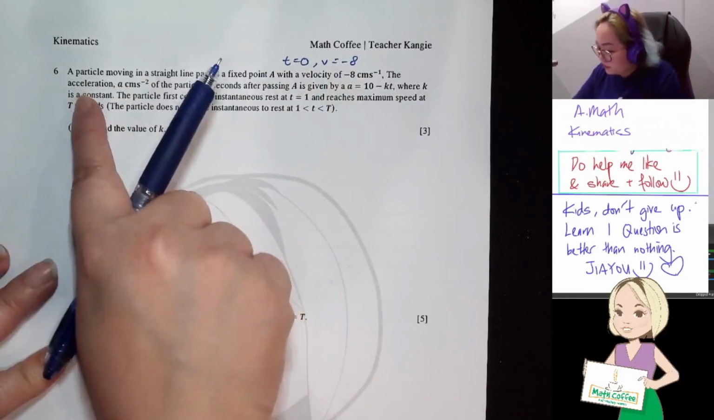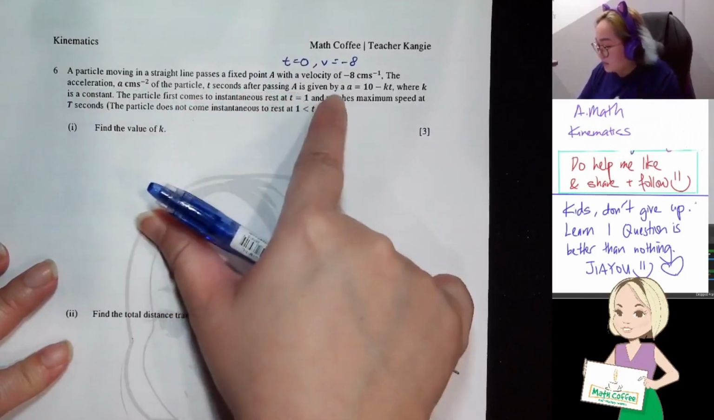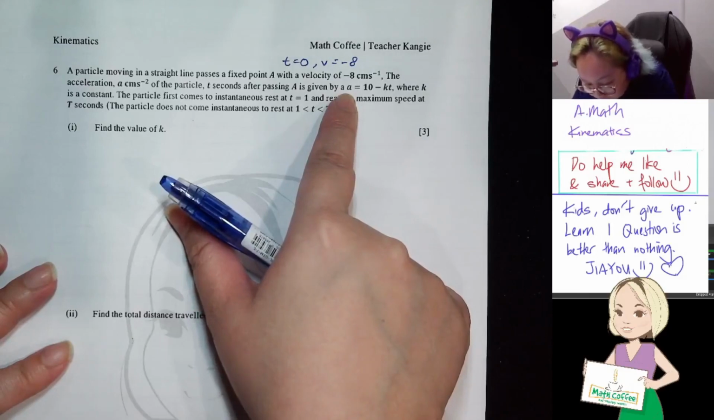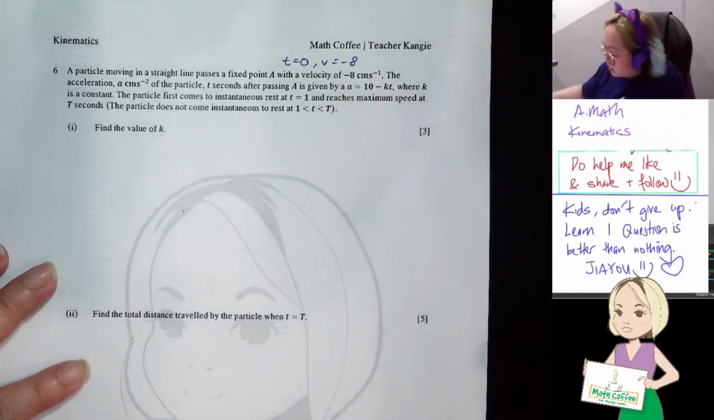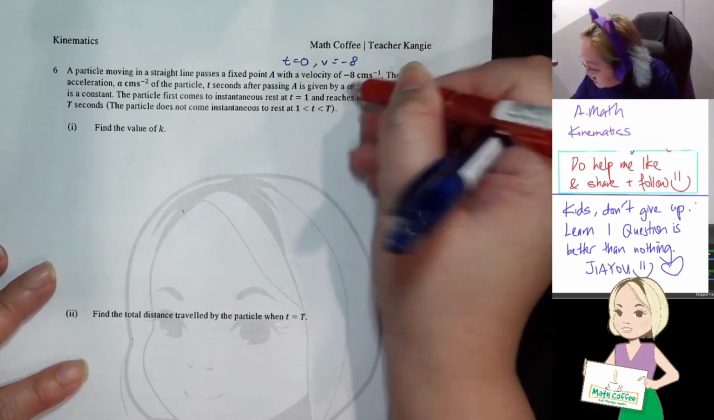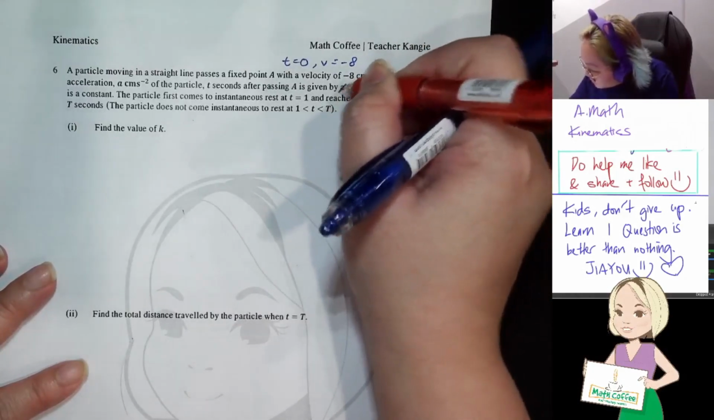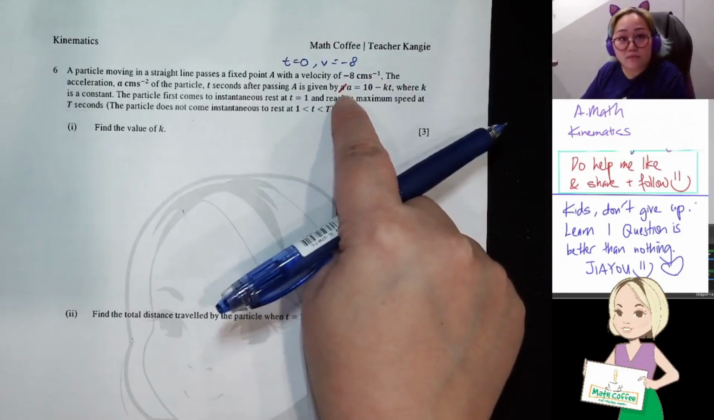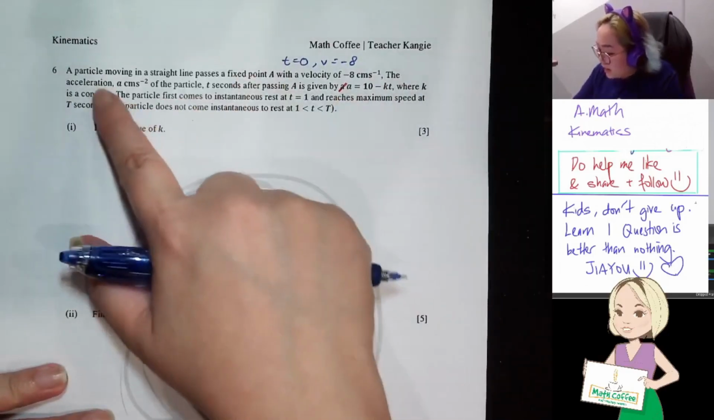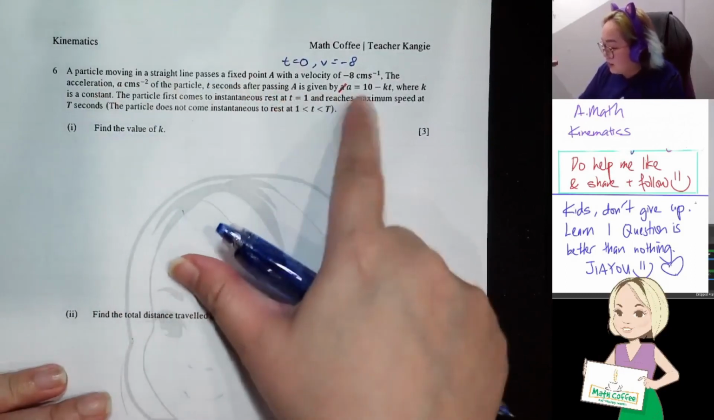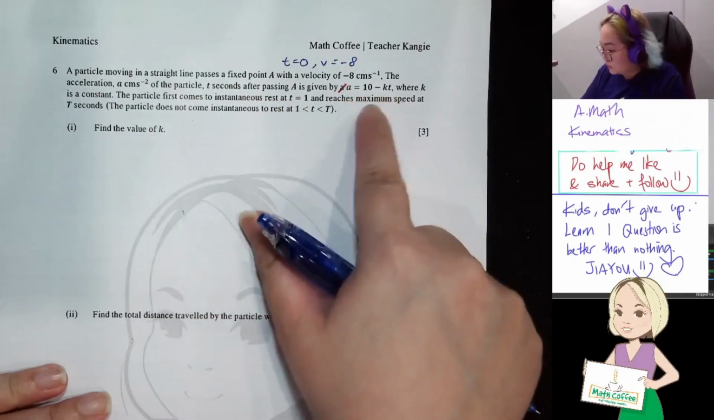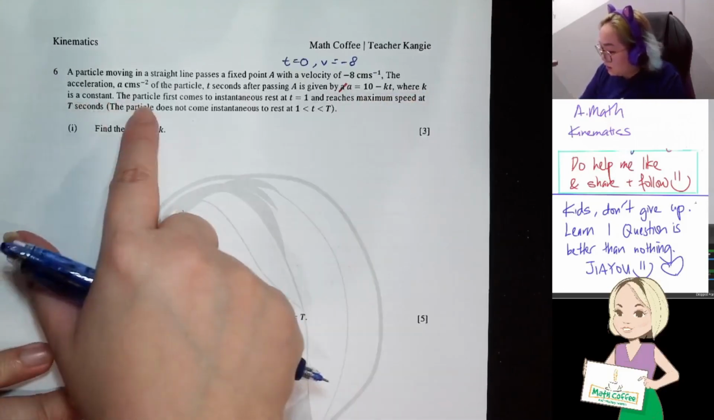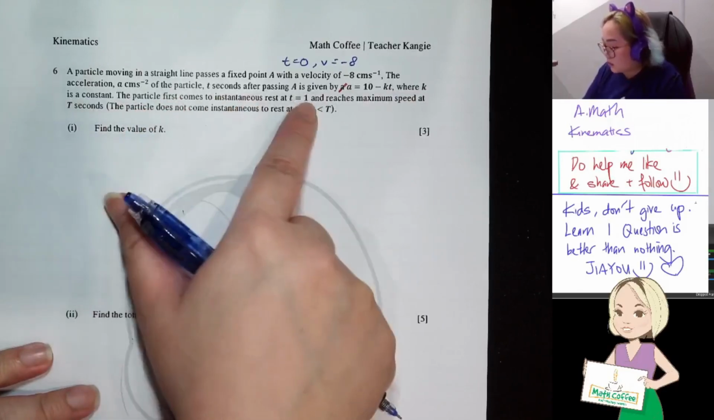Okay, the acceleration after passing A is given by this expression over here. Where k is a constant, the particle first comes to rest at t equals to 1 and reaches a maximum speed.